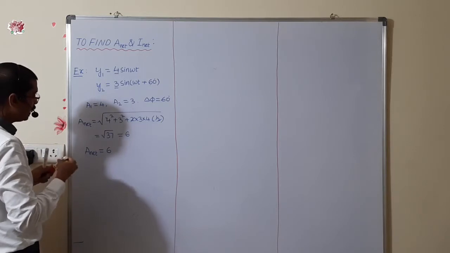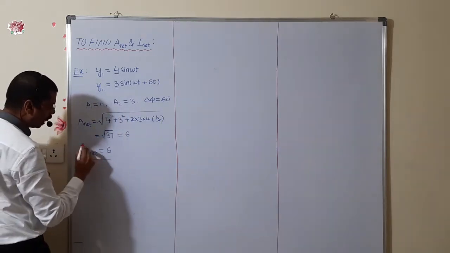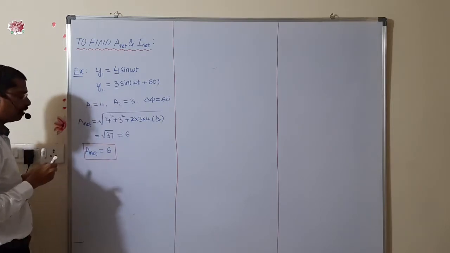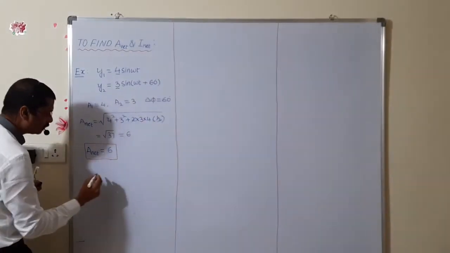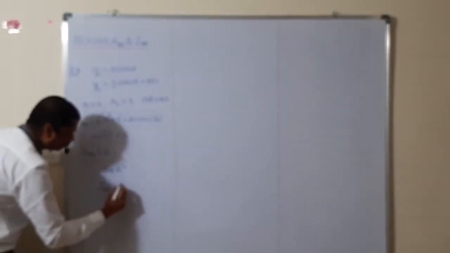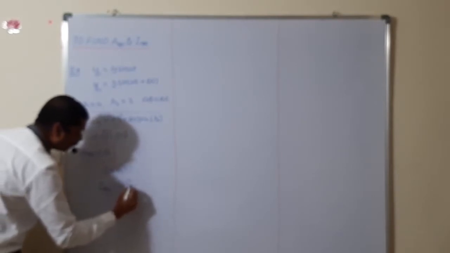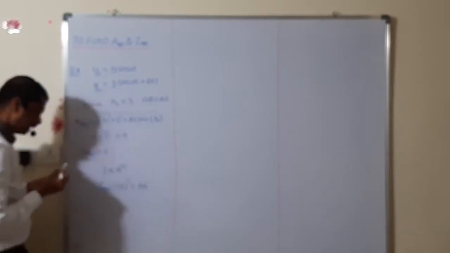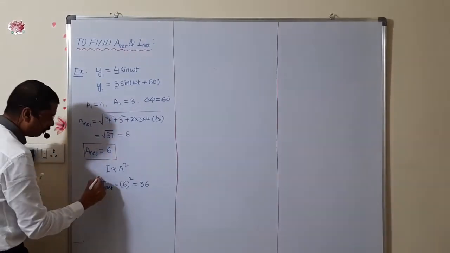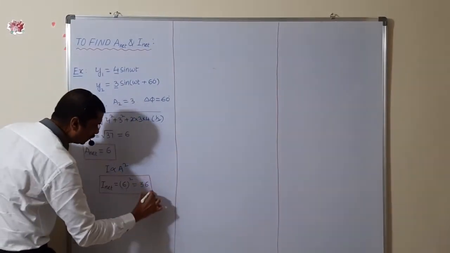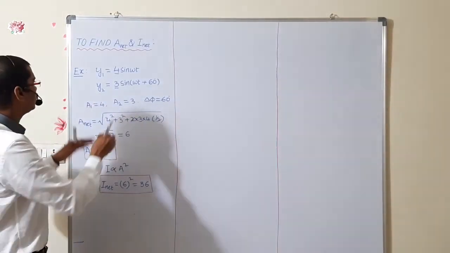But we have to find I net also. How do we find I net? We have one relation: I is directly proportional to A square. Then I net is directly proportional to A net square. That's why here I am writing I net is equal to 6 whole square, that is nothing but 36. This way we can find the I net value. I net is equal to 36. This is one pattern.